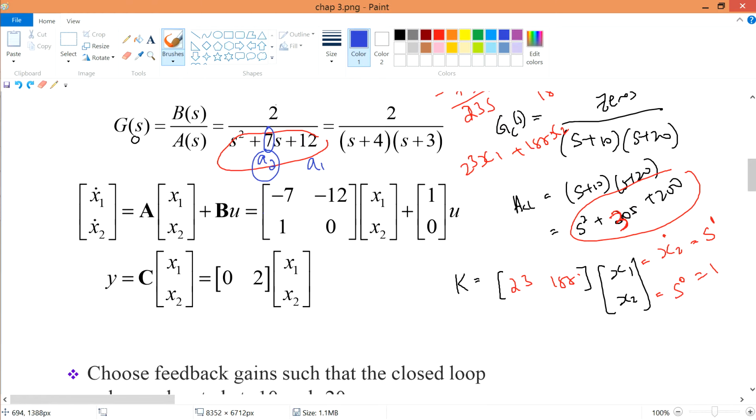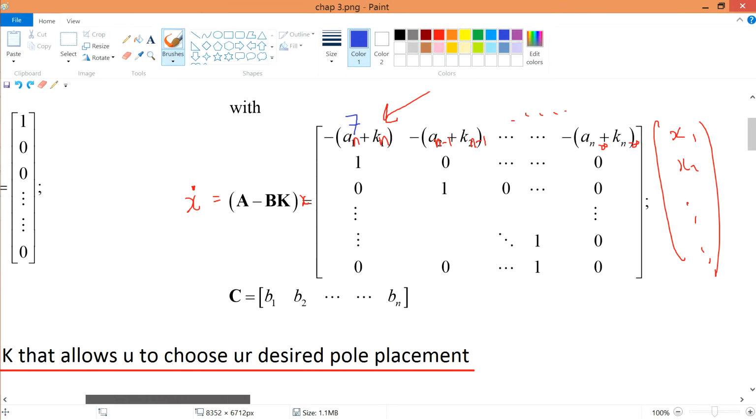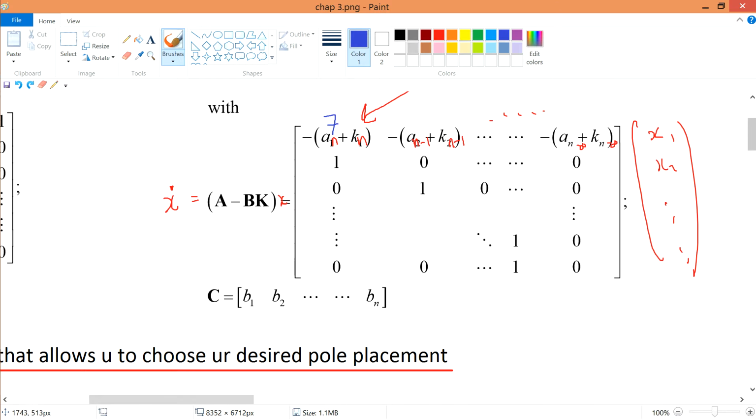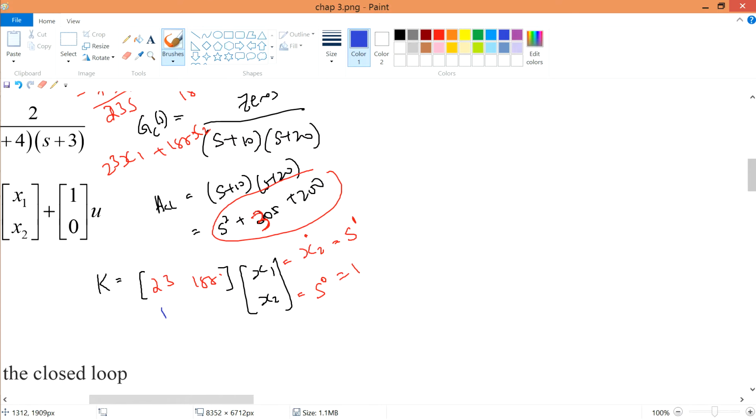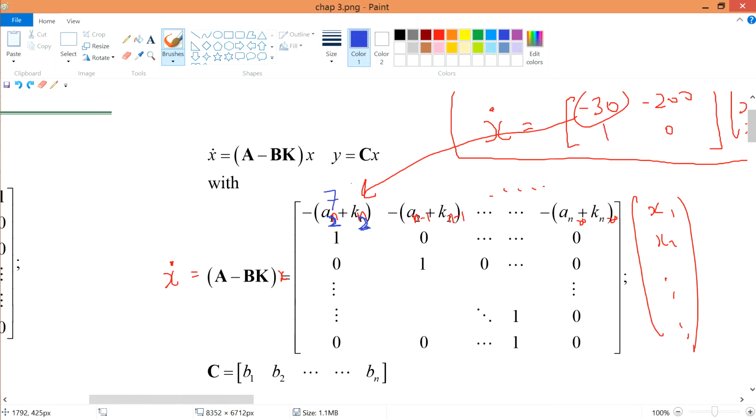The objective is that I want to pluck out the A2 value, which is 7. So I pluck out the value and put it over here. This over here is A2 now, and I'm going to use K2. My K2 over here is, this is K2, this is K1, this is 23, and therefore plus 23. So 7 plus 23 is 30.